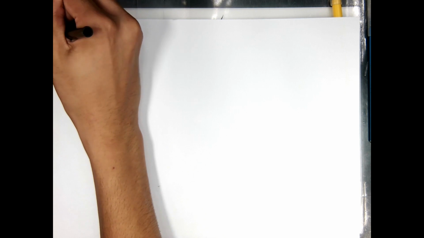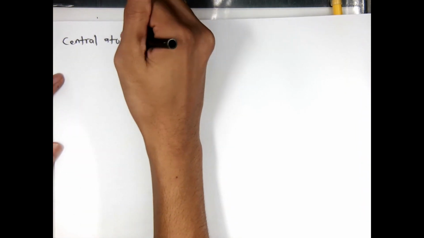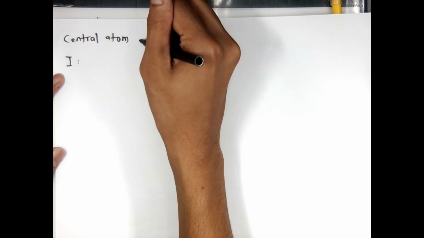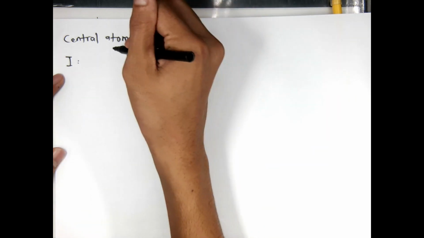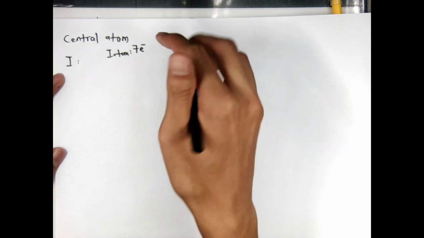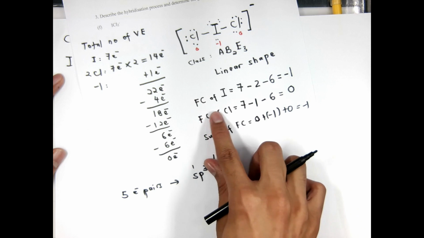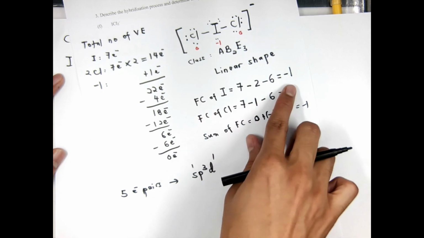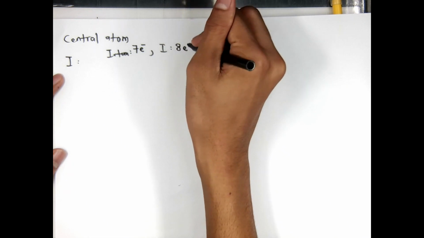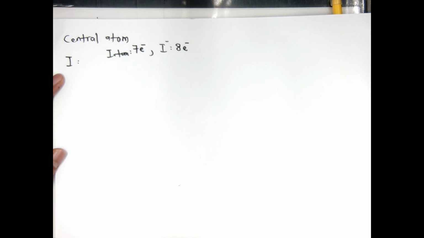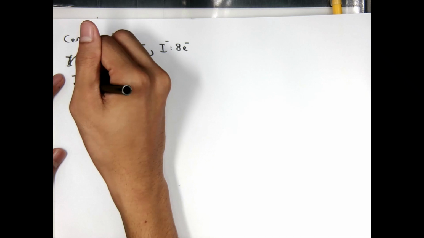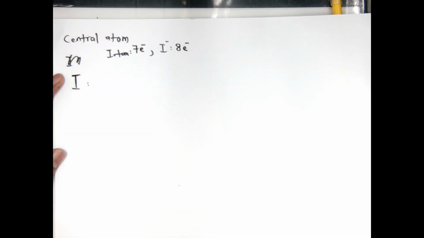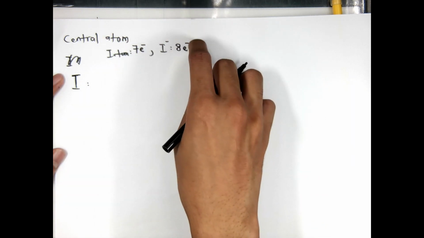Now we start drawing the orbital diagram for the central atom. For the central atom, we have iodine, which has a valence electron count of 7. The iodine atom has 7 valence electrons, but as you saw just now, the iodine carries a formal charge of -1. So basically the iodine receives another electron, so the iodine will have 8 electrons altogether because it carries a negative charge. So now you have to draw the orbital diagram. It has 8 electrons altogether.